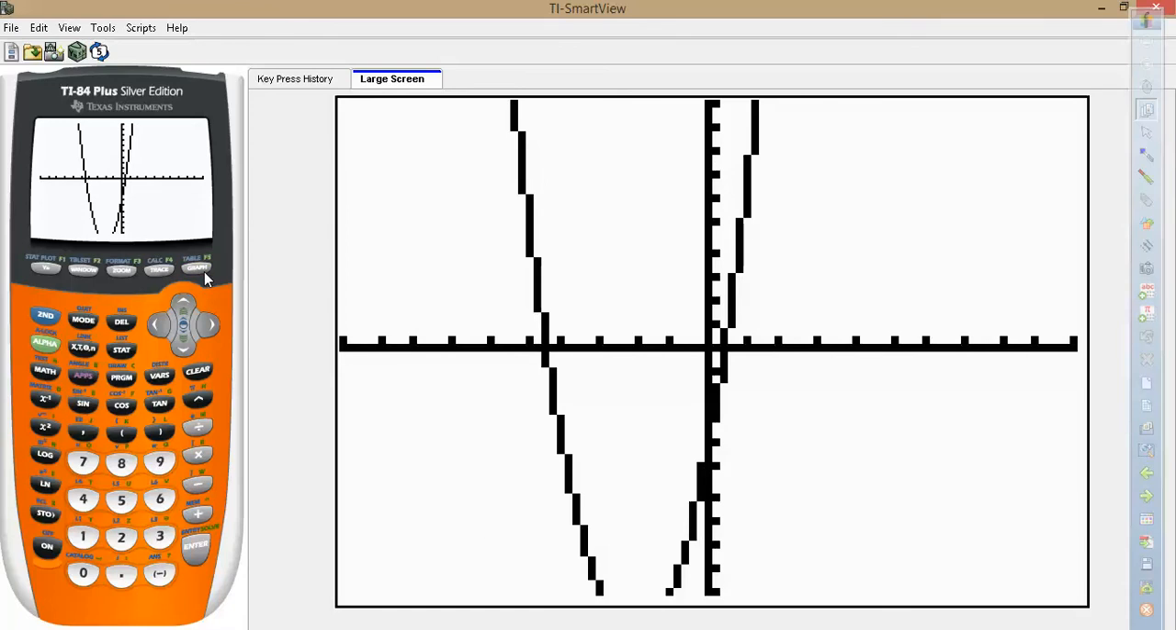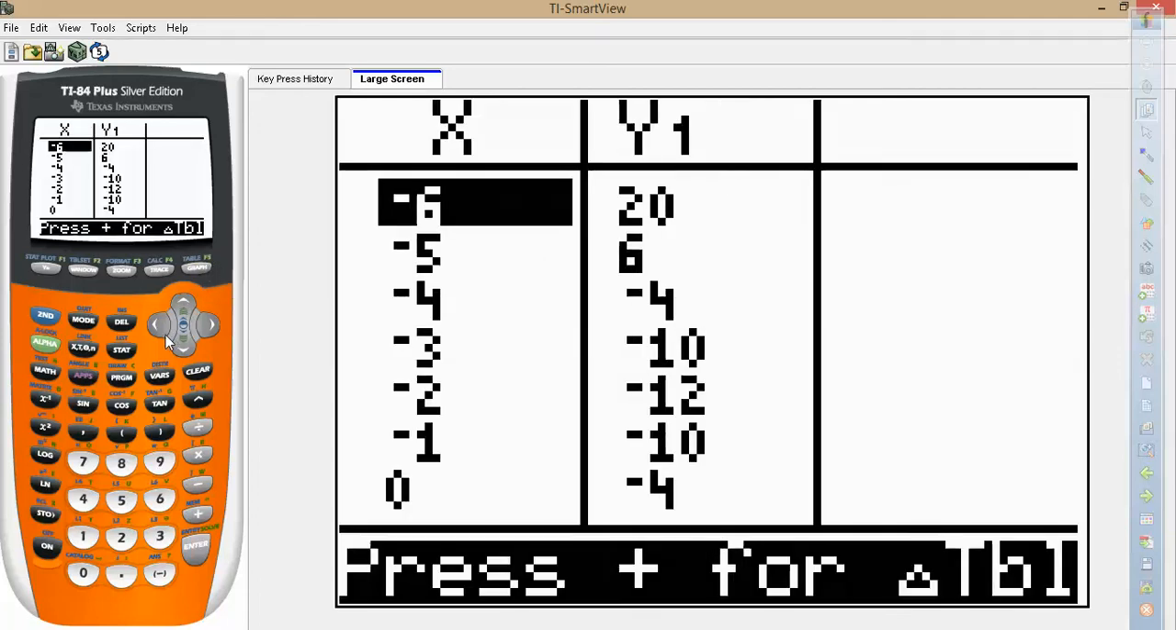Okay, great. There it is. What are we looking for again? The axis of symmetry and the vertex. So let's go to the table of values. Prediction, where's that vertex located? Probably some negative value for x. So let's go and find it.